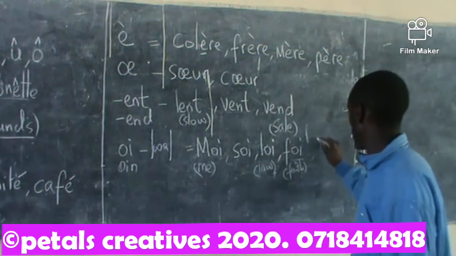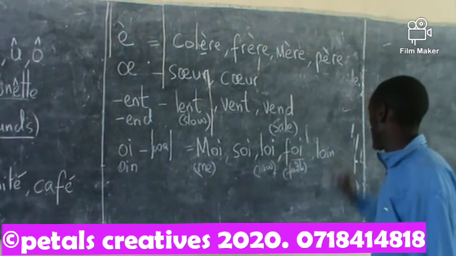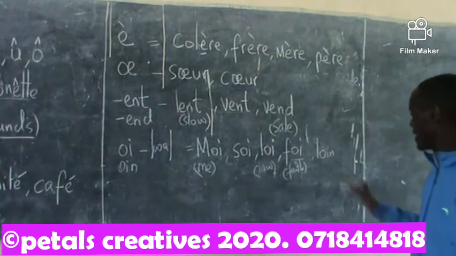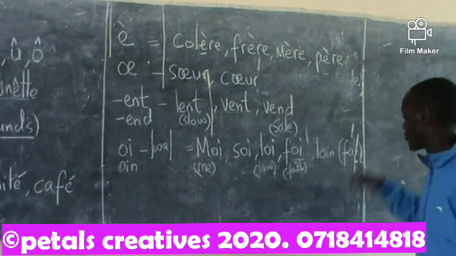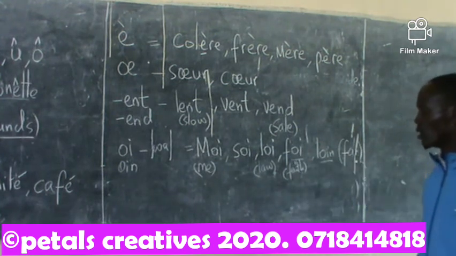Then these ones pronounce the same as O-I-N, like in the case of loin. Loin means far. Far from here. Loin.